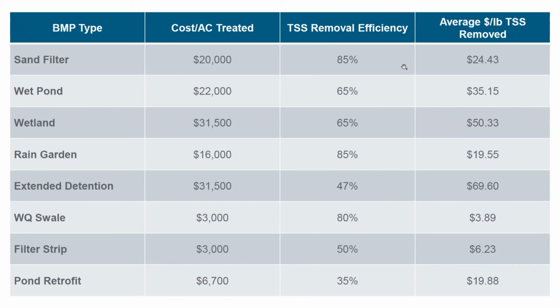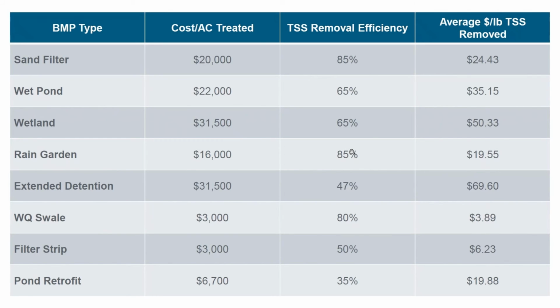And again, there's only a small percentage coming from uplands. And this is, again, 2008 dollars. So you're somewhere around $70 per pound of TSS removed to do that for extended detention. Or, the cheapest thing was a filter strip, or sorry, a water quality swale, so just a simple grass swale, for just under $4.